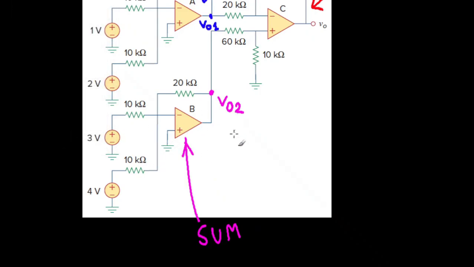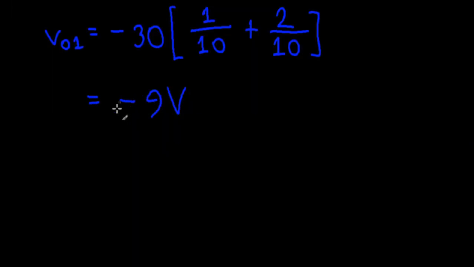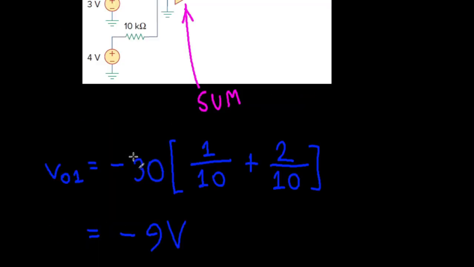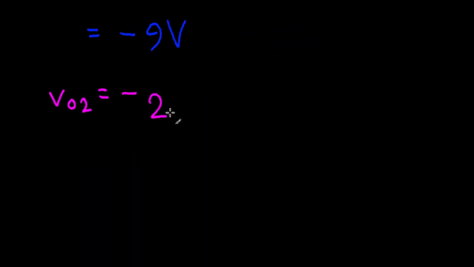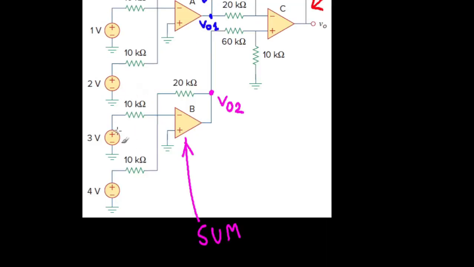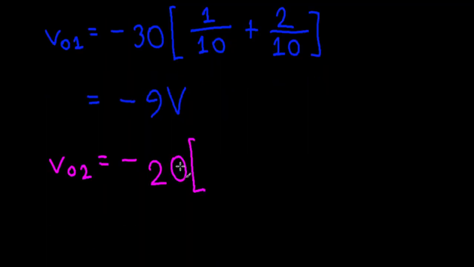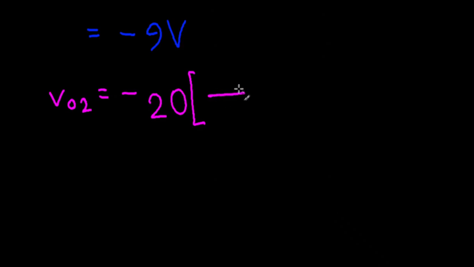Your V output 2 is similar. It's again a summing amplifier. So your V output 2 is going to be equal to negative of feedback, which is 20 kilohms. Again, kilos will cancel out since all of them are in kilohms. Your weighted sum of your voltages: 3 by 10 plus 4 by 10. Okay, so this one is 7 multiplied by negative 2, so negative 14 volts.